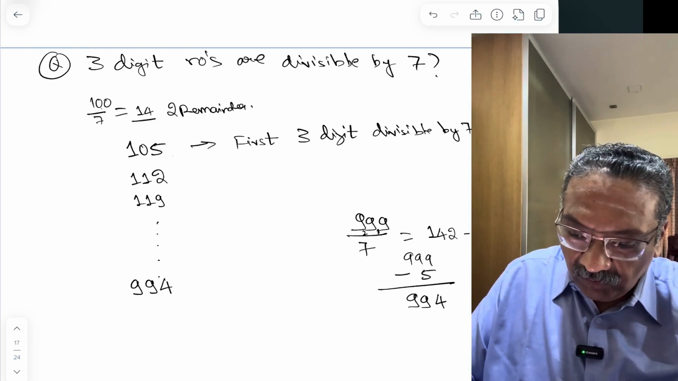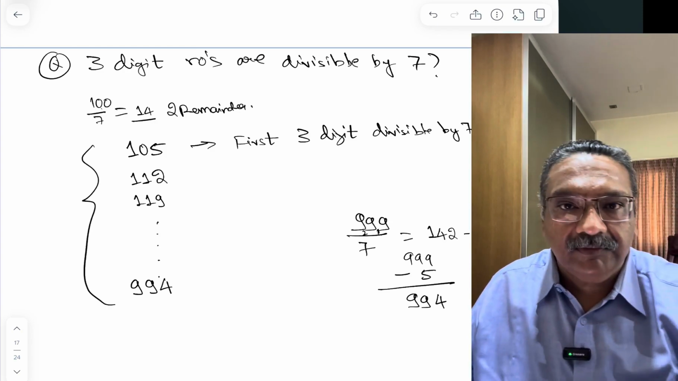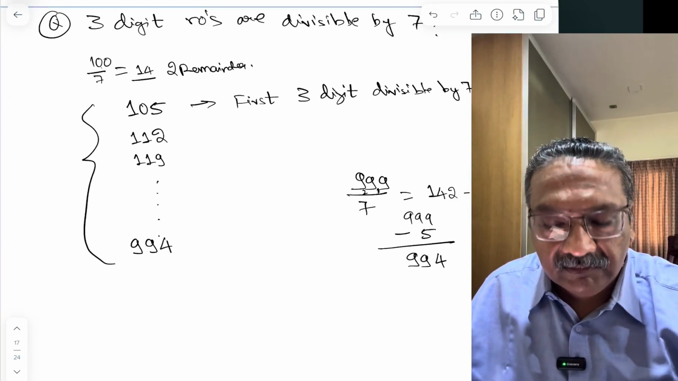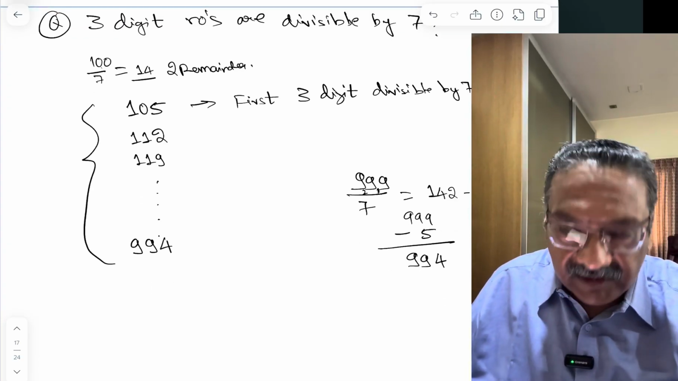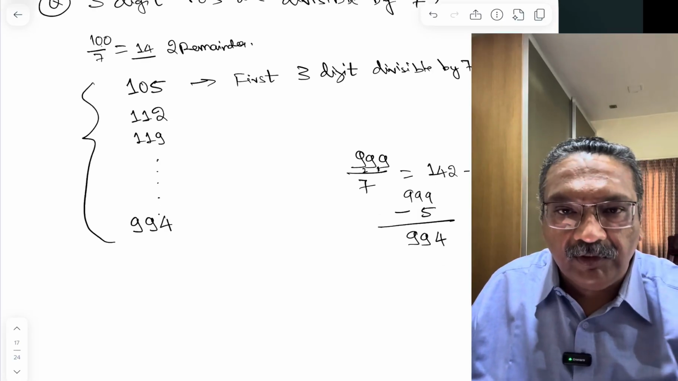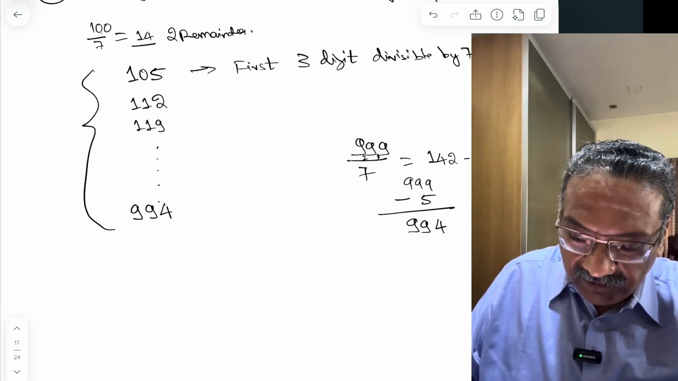So we have to count the number of numbers here. Okay, so is this an AP? Yes, this follows the rules of an AP. So what is the common difference here?